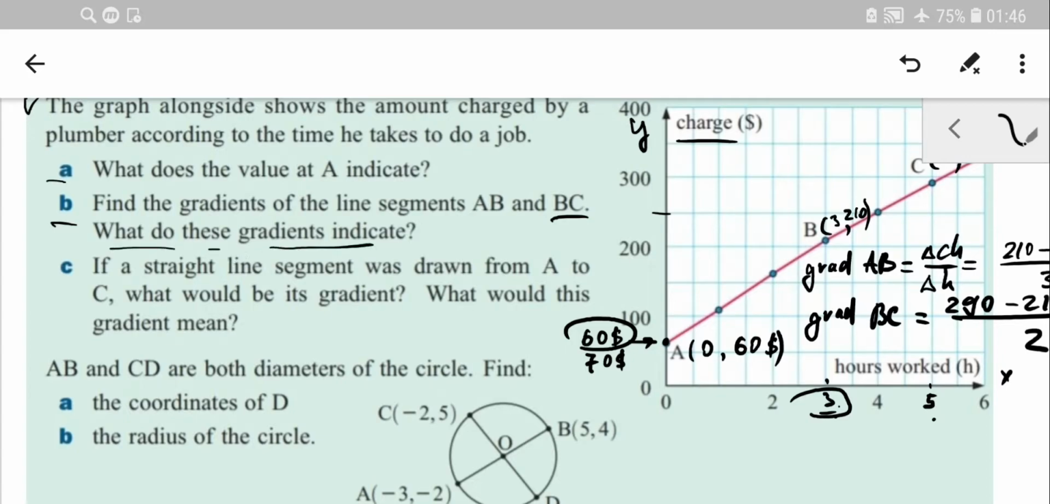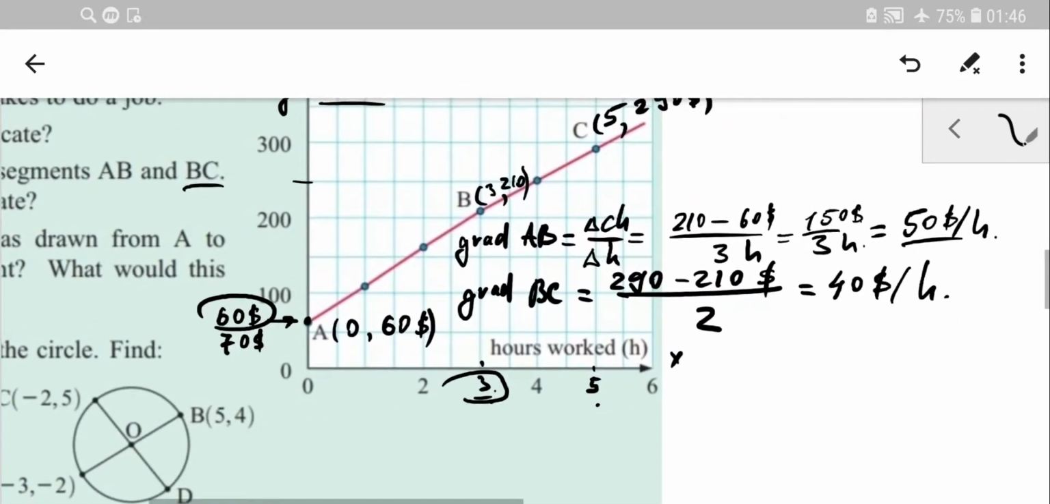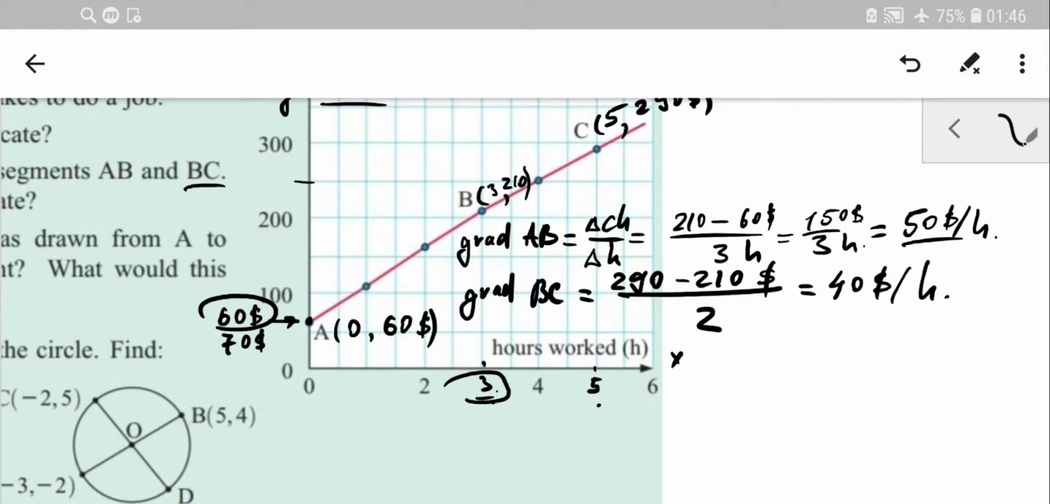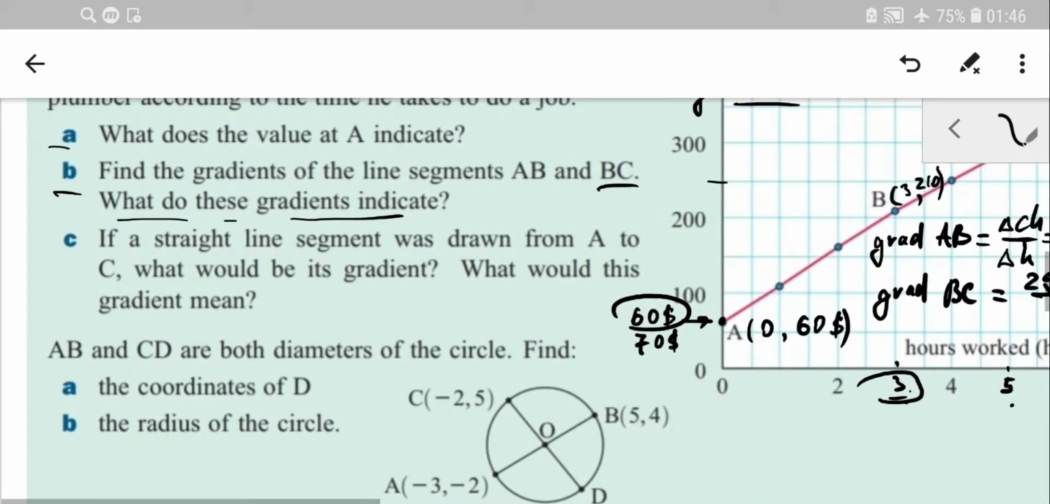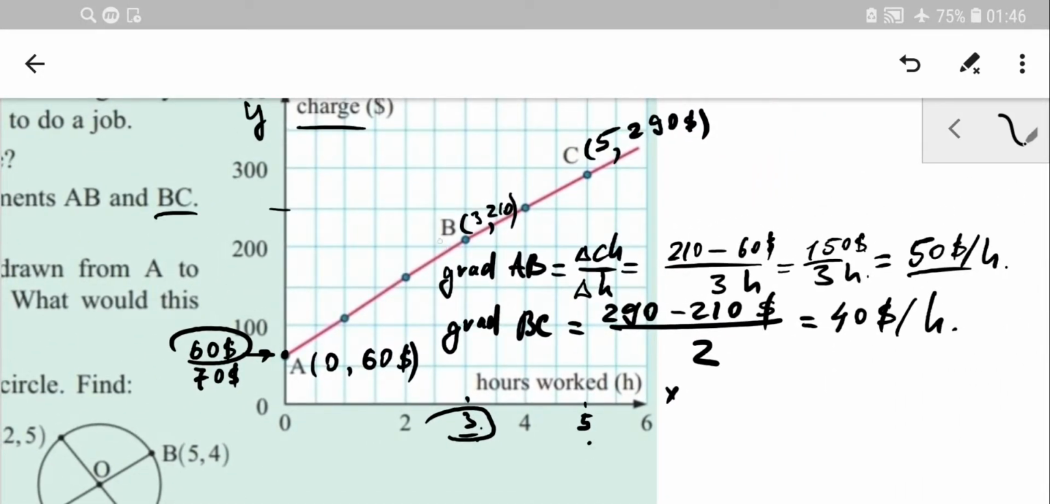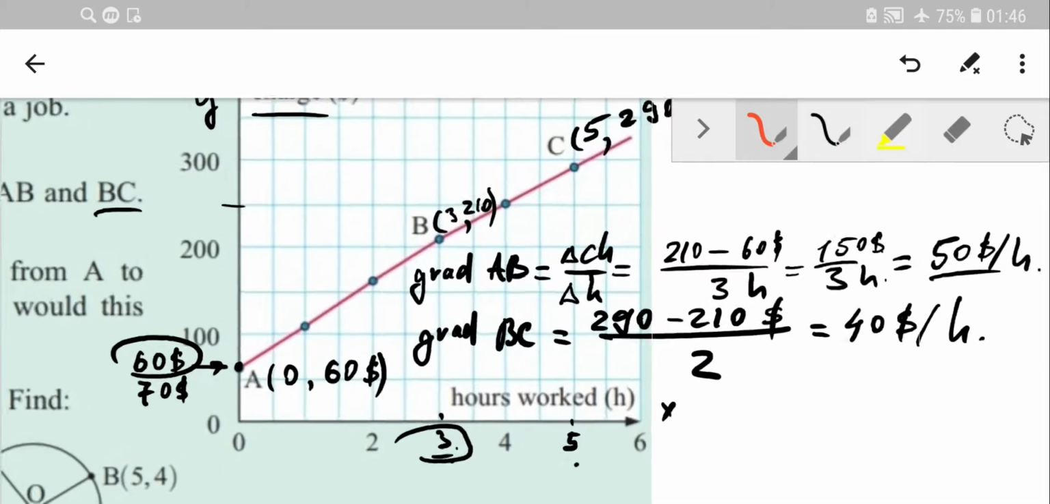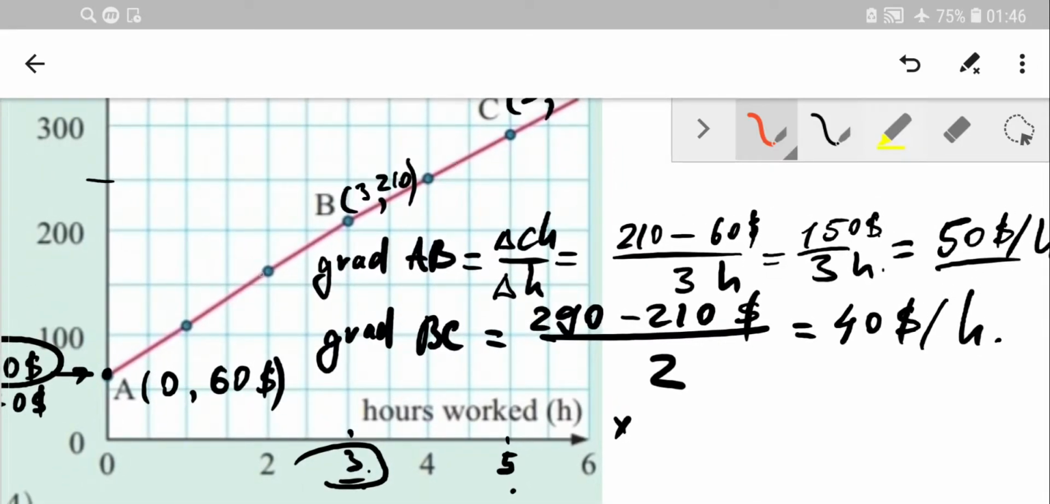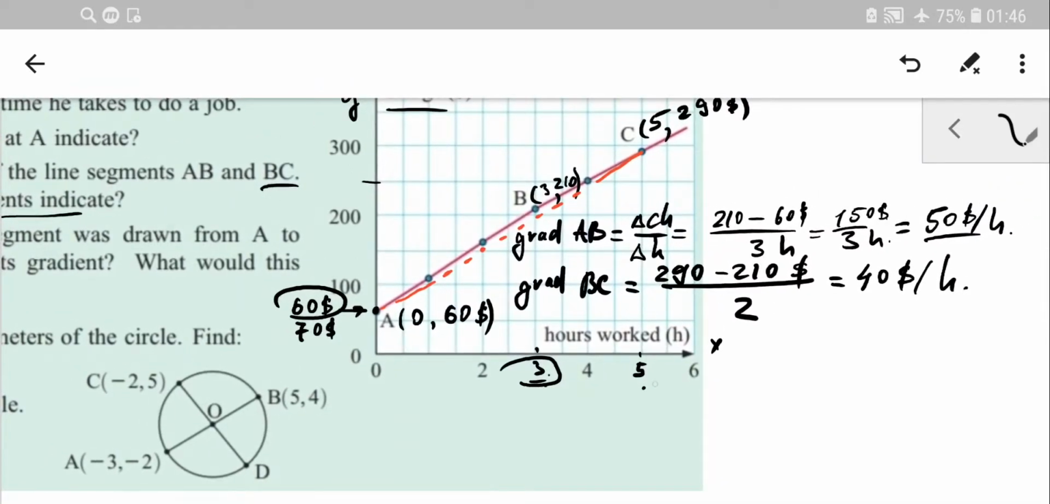So what do the gradients indicate? One more time, it's the amount of dollars per each actively worked hour. Next: if a straight line segment was drawn from A to C, what would be its gradient? Basically, instead of two different segments AB and BC, what if we just connect A and C? So it looks something like this. What's the gradient for this segment? Just work it out using the same approach.